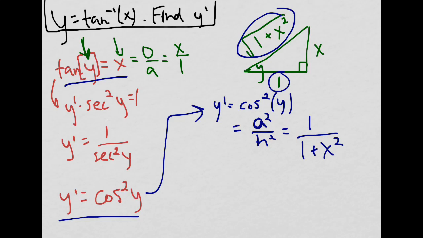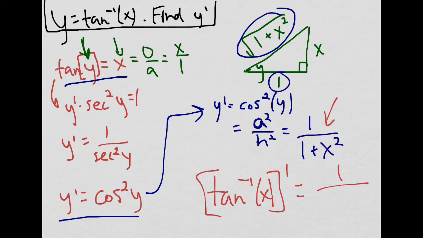So based on this, I've now connected y prime to x, and this is what y is, so I can connect everything and say, therefore I know that the derivative of tan inverse of x is equal to this thing, which is 1 over 1 plus x squared.